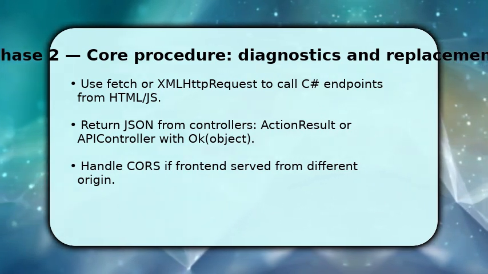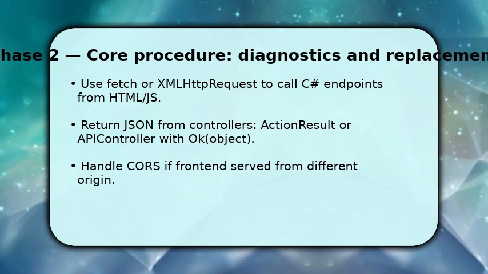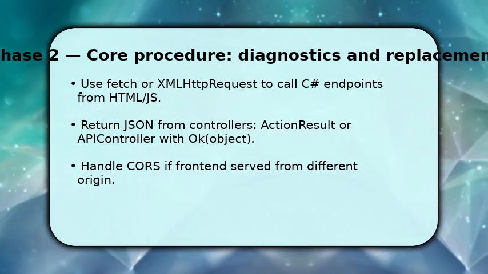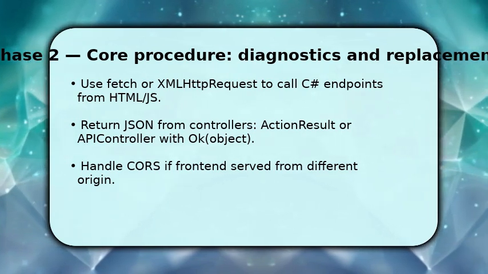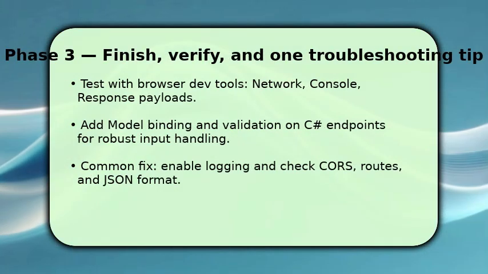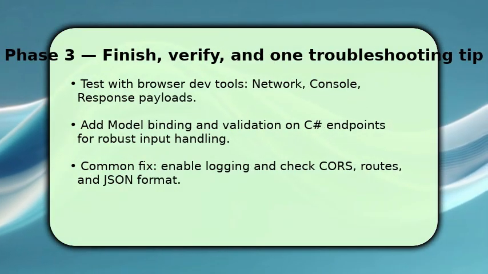Once the client receives JSON, parse it and update DOM elements. Also make sure CORS is configured in Program.cs, if your HTML is served from another origin. You finish by testing the full flow: load index.html, trigger the JavaScript call and observe the response updating the page.